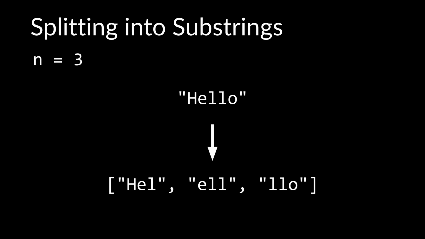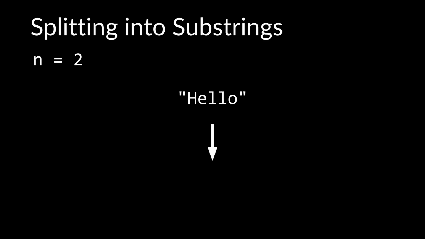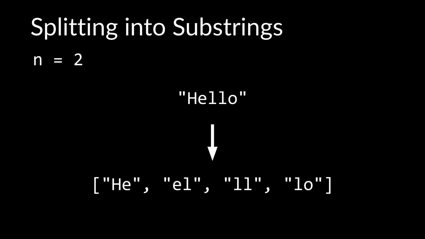If, on the other hand, n had been 2, now we want to look for all substrings of length 2, of which there are more of them. We could do HE, or EL, or LL, or LO, and those are all possible valid substrings of length 2.